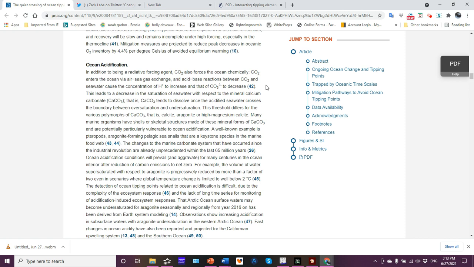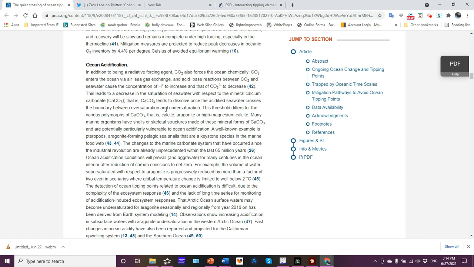This leads to a decrease in the saturation of seawater with respect to the mineral calcium carbonate. That is, calcium carbonate tends to dissolve once the acidified seawater crosses the boundary between oversaturation and undersaturation. This is what's called the calcite compensation depth, or CCD. Typically, below the calcite compensation depth, calcium carbonate can dissolve in solution. Above it, it precipitates out.